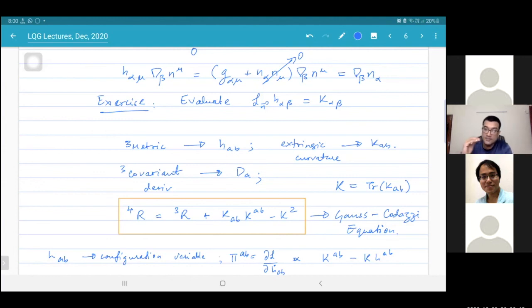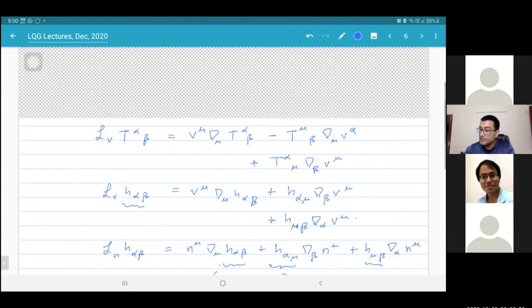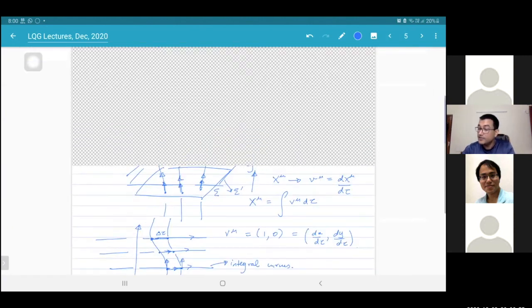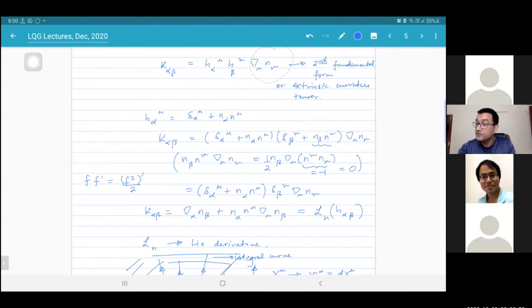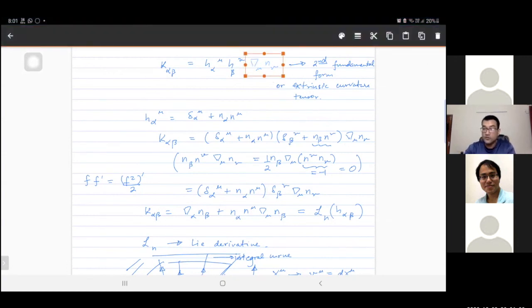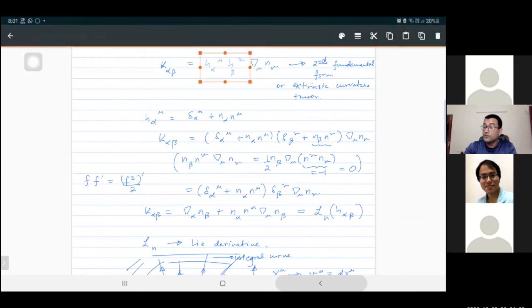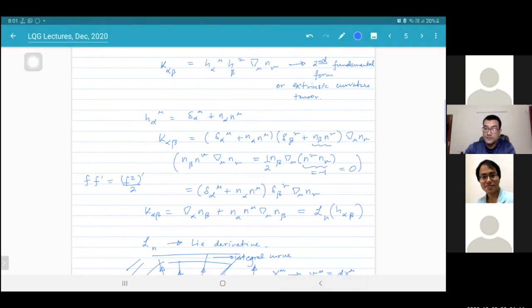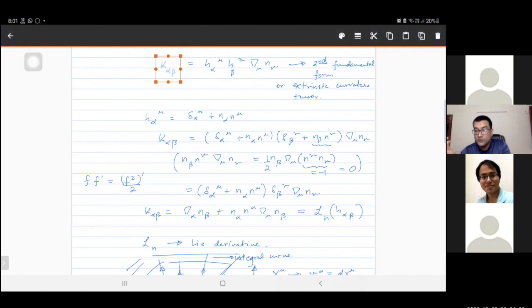Good question. This extrinsic curvature, the way we define it in terms of the covariant derivative, is the covariant derivative of the normal vector. But then what you're doing is taking these two projectors. What do these do? They take any tensor and annihilate the part which is orthogonal to the hypersurface. So that means that this K_AB becomes a purely spatial tensor.